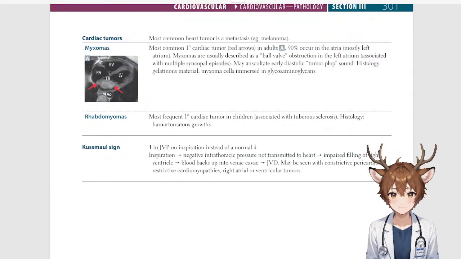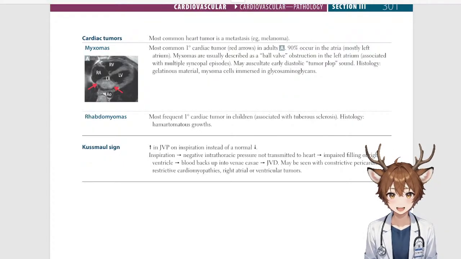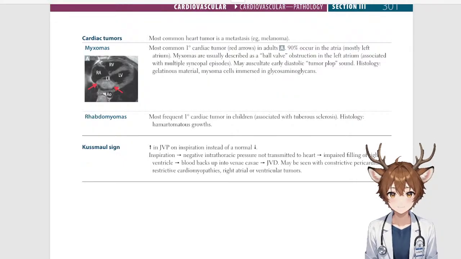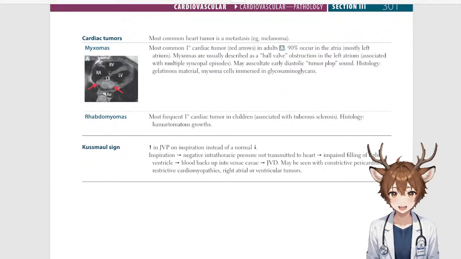Adults make 6 mixed drinks. What does that mean? It's an adult tumor, most common primary cardiac tumor in adults. It is associated with IL-6 production by the tumor, and it's called a myxoma.